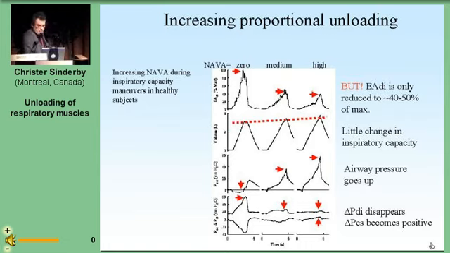Now, what happens with the pressures in the chest? Well, the transdiaphragmatic pressure went down so low that it actually became invisible. We didn't see a deflection in it. And the esophageal pressure started to go positive. Now, the diaphragm activation, though, continued to stay high. We couldn't suppress the diaphragm activation to more than 40% of its maximum.